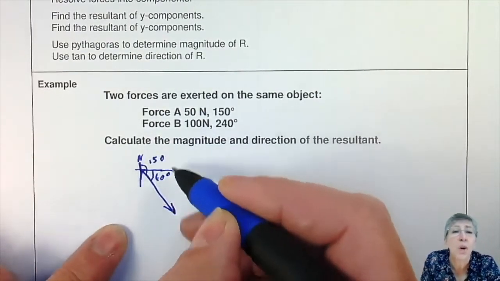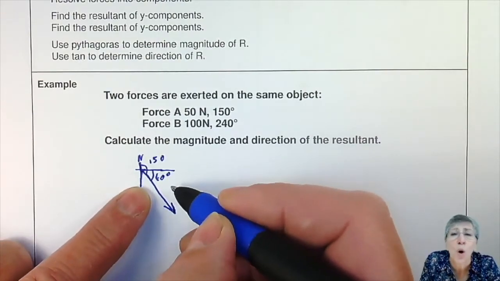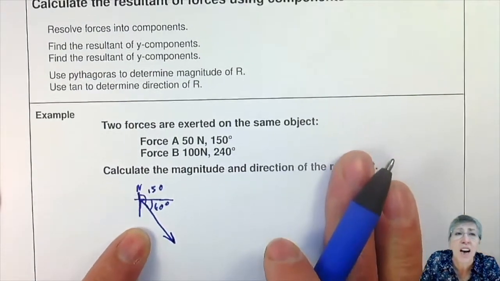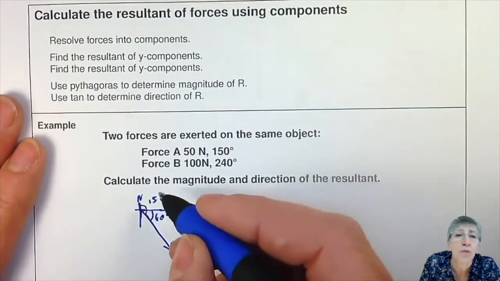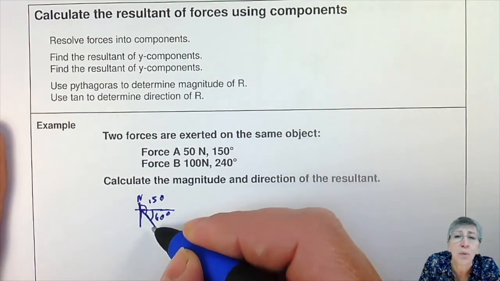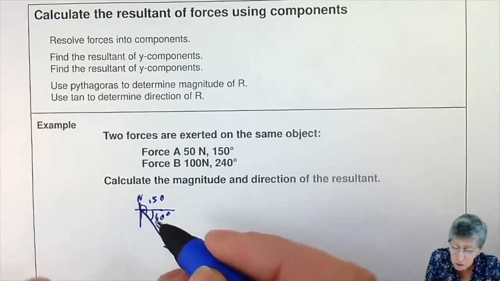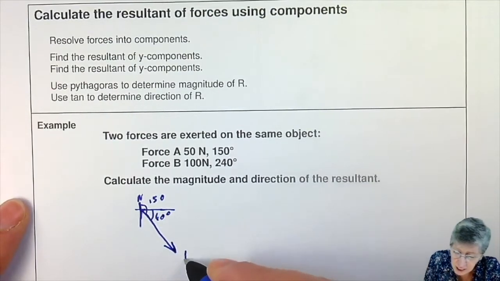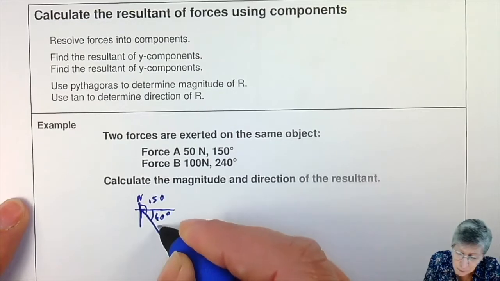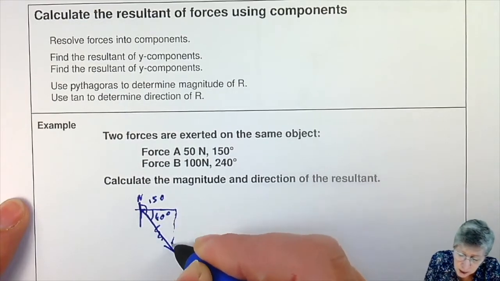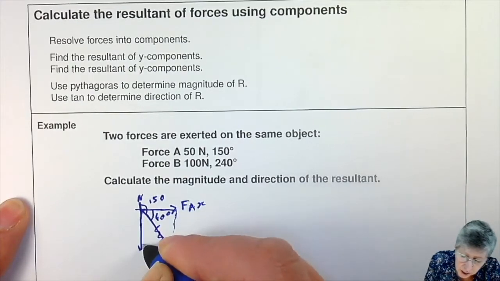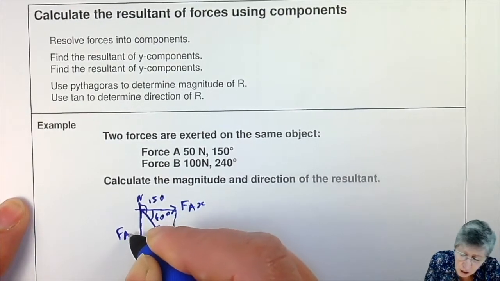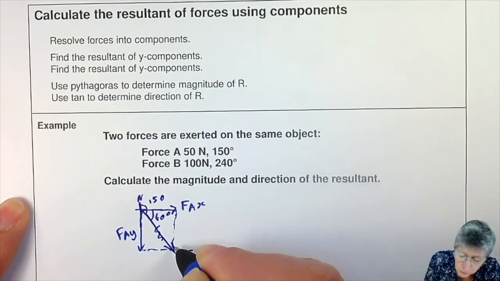Now, why do I try to get that 60? Because when I work out components, I always need the angle with the horizontal, right? So from the 150, I'm going to go with the 60. Right, so there I'm going to say this is FA, and I'm now going to replace that by the FA in the x direction and the FA in the y direction.